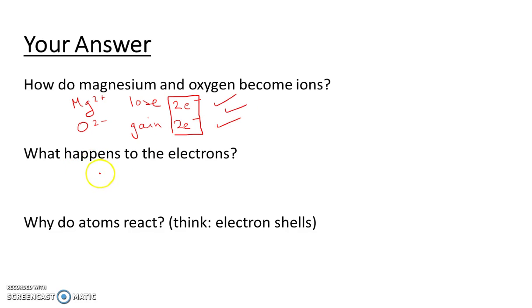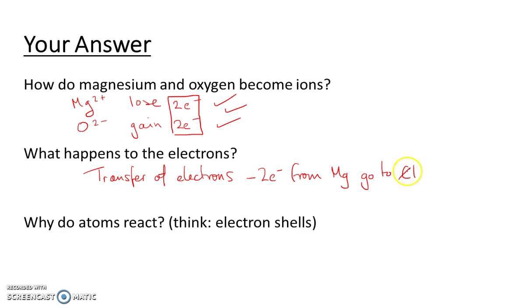So what happens to electrons? Where do they go? So the electrons don't just disappear from magnesium, and oxygen just doesn't gain them out of thin air. We have a transfer of electrons. So in other words, we have 2 electrons from magnesium go to chlorine. Oh, not chlorine. Wrong question. Go to oxygen. That is definitely going to get you 3 marks. Statement like that or a statement like that.